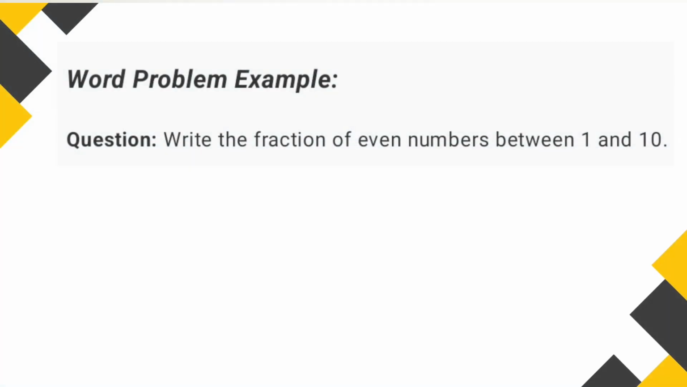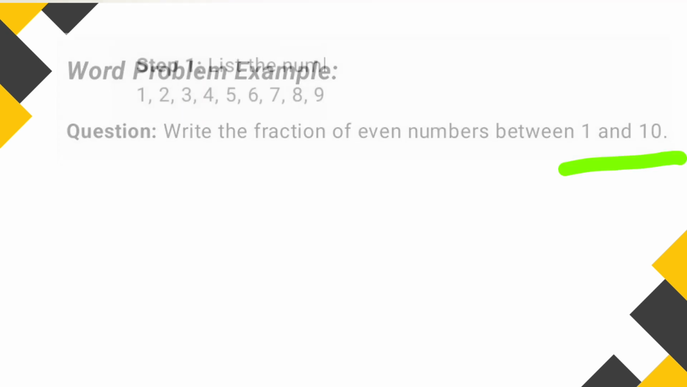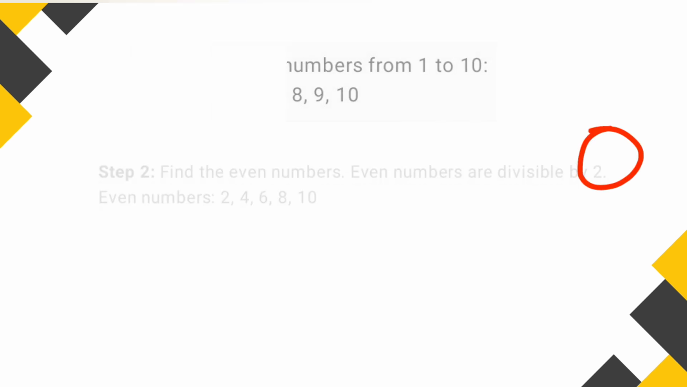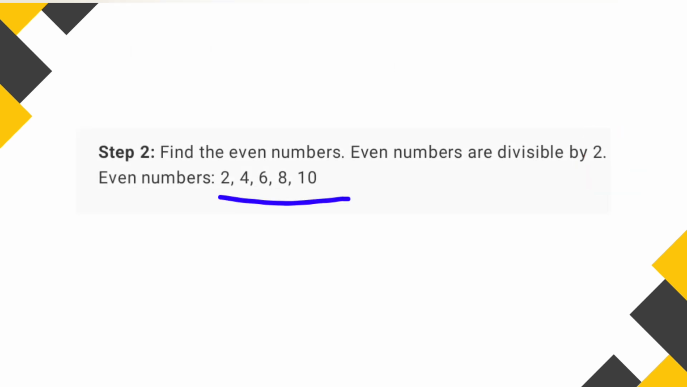Now let's try some word problem examples. Question number 1. Write the fraction of even numbers between 1 and 10. Step number 1. List the numbers from 1 to 10. Then step number 2. Find the even numbers. Even numbers are divisible by 2. They are 2, 4, 6, 8 and 10. Step number 3. Count the even numbers. So you can see here the count of even numbers is 5.